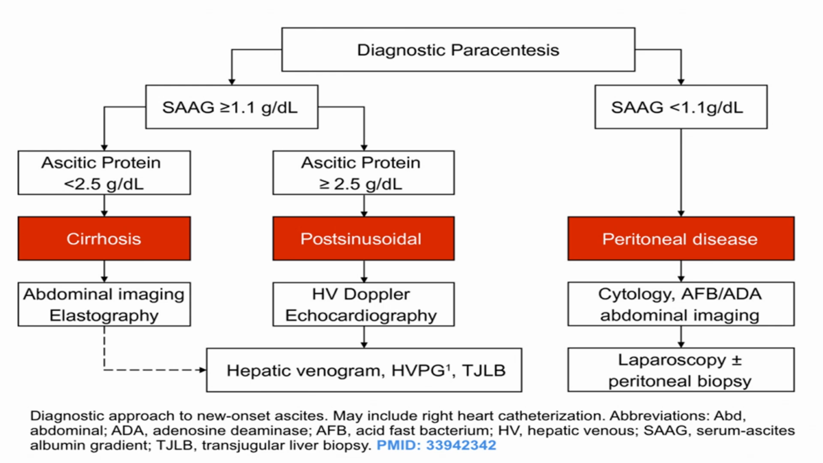So, if the serum ascites albumin gradient is greater than or equal to 1.1, it is due to portal hypertension, because that is only due to hydrostatic pressure difference. If SAAG is greater than or equal to 1.1 and ascitic protein is less than 2.5, that's due to cirrhosis. And if SAAG is greater than or equal to 1.1 and the ascitic protein is greater than 2.5, it is post-sinusoidal. It can be from cardiac causes and Budd-Chiari syndrome.